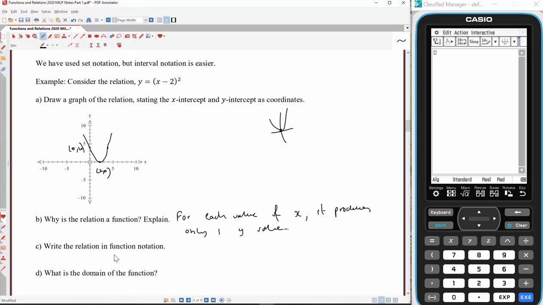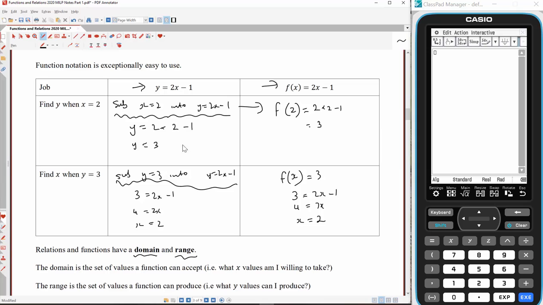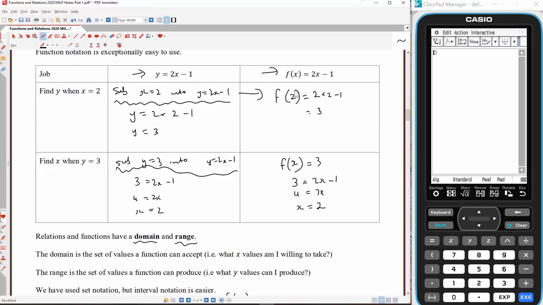Write the relation in function notation. Okay, sure. All I'm going to do is note that y is a function of x. So this y value is a function of the x value used. So I can simply replace y with f of x. Now I'm going to call this one a different name to the other one just to be a bit different. So I'm going to call this g of x equals (x take 2) squared. All right, so I'm just going to call it a different name than this one here, f of x, because it is different.